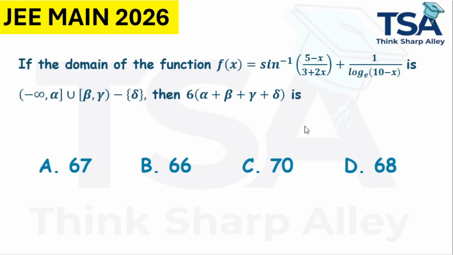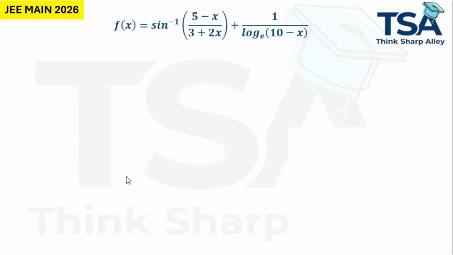Here we have been given the function f(x) is equal to this, whose domain we need to find out and then compare with this given format. So the function is this and we need to solve for three distinct conditions and find their intersection. First part is to solve the inverse sine condition. The argument inside sine inverse must sit between -1 and 1.